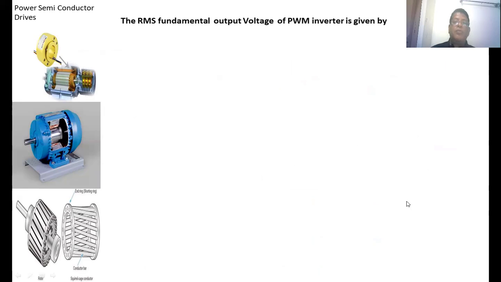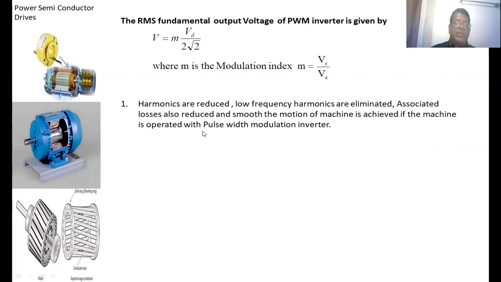The RMS output voltage of a pulse width modulation inverter is given by V = M × Vd / (2√2), where M is the modulation index. It is defined as the ratio between the reference voltage and the carrier wave. Always this value will be between 0 and 1. By changing the modulation index, we can control the RMS output voltage given by the converter rather than controlling Vd.